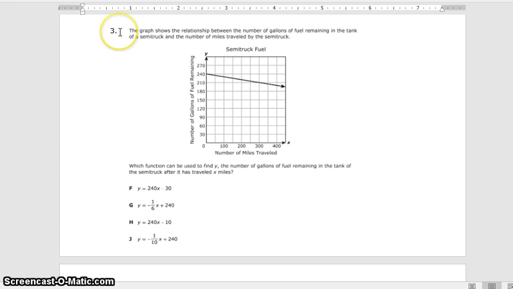Number 3. The graph shows the relationship between the number of gallons of fuel remaining in the tank of a semi-truck and the number of miles traveled by the semi-truck. Which function can be used to find y, the number of gallons of fuel remaining in the tank of the semi-truck after it has traveled x miles? So every time you have a graph, we should find our pretty points and which equation matches it. So a pretty point right here, and a pretty point right there.